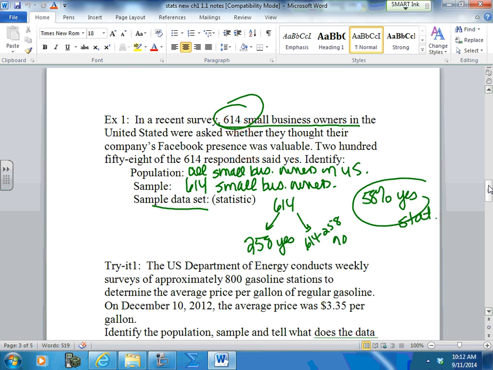All right, now you're going to try the next one. You're going to try the one on the bottom. The U.S. Department of Energy conducts weekly surveys of approximately 800 gas stations to find their approximate average gas price. On December of 2012, the average price was $3.35 per gallon. I want you to identify the population and the sample and tell me the statistic that they give.